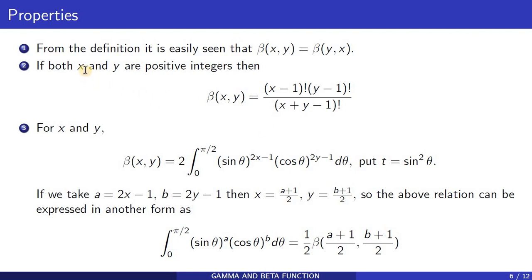Now you can also observe that if x and y are both positive integers, then beta of x comma y is nothing but x minus 1 factorial into y minus 1 factorial divided by x plus y minus 1 factorial. To see this, let us see a simple case.